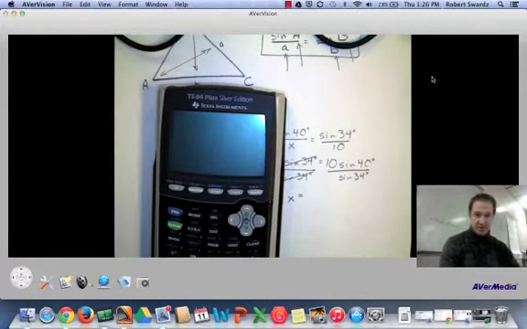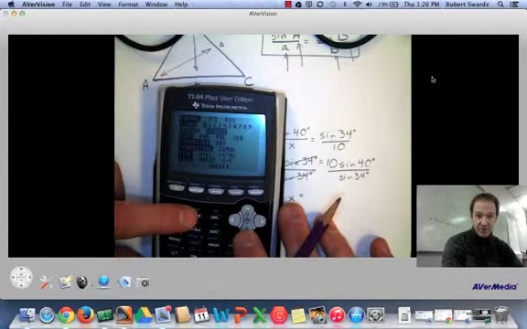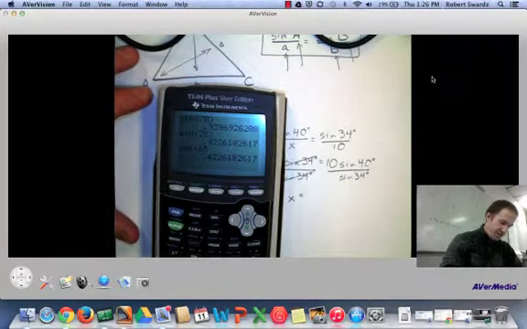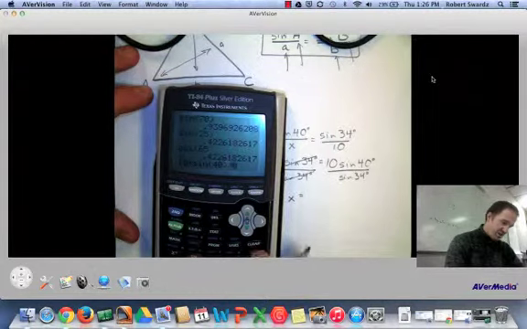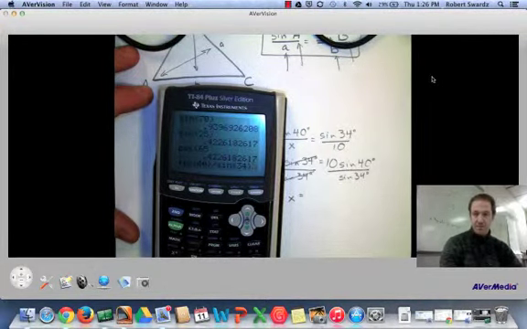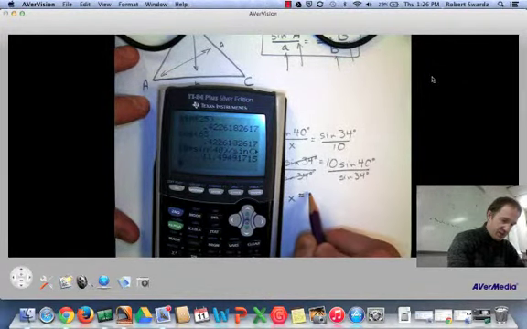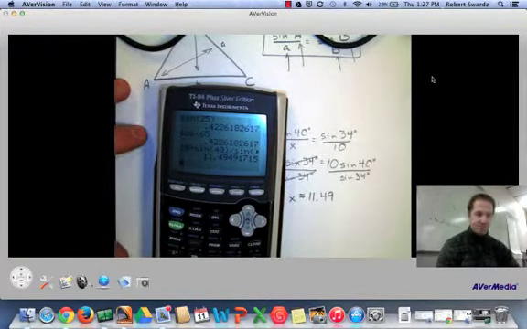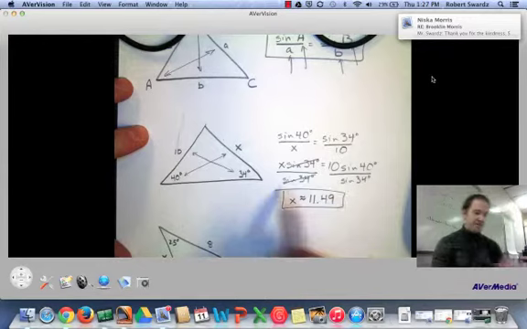So let's see, here we go. I'm going to make sure I'm in degree mode. I am in degree mode there. So I'm good. Now I want to do 10 times the sine of 40 degrees, and I want to divide that by the sine of 34 degrees. And it's going to spit out an answer of about 11.49. I'll go one digit more than I usually do here. And so there is the length of this missing side.